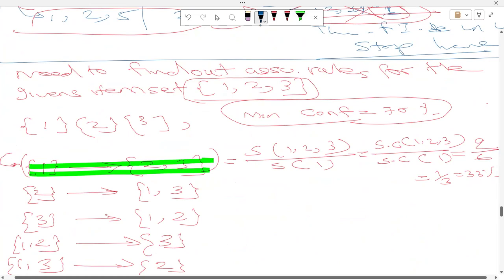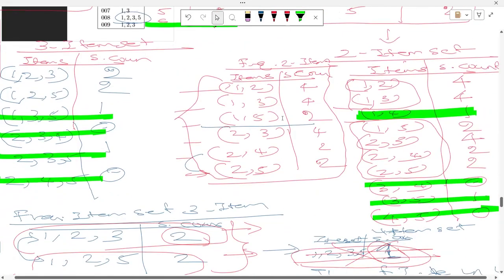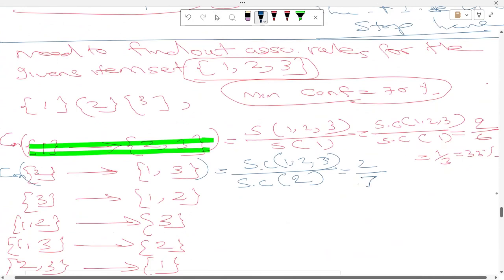The next step, we need to calculate the confidence for my second association rule. How do we calculate it? Support of 1, 2, 3, because the union is 1, 2, 3, divided by the support of 2. The support count of 1, 2, 3 we already calculated as 2, divided by the support of 2. Just look at the table: support of 2 is 7. So 2 divided by 7 is approximately 28%. So this rule also does not satisfy the minimum confidence, and we can omit it as well.